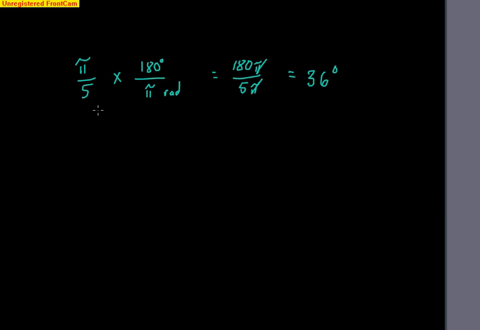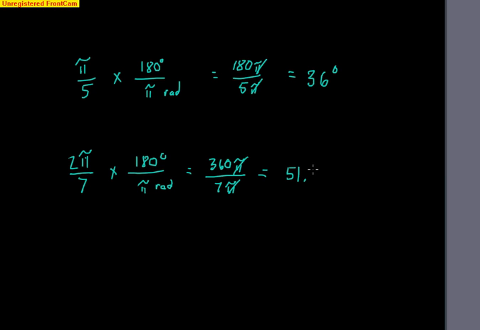Let's do another one. Let's do 2/7 pi radians. I want to convert that to degrees, so I need to put the pi radians on the bottom so that the radians cancel, and 180 degrees on top. I get 2 times 180 is 360 pi divided by 7 pi, and my answer is going to be in degrees. The pi's cancel, and I get 360 divided by 7, which is not working out perfectly. It would be approximately 51.43 degrees.